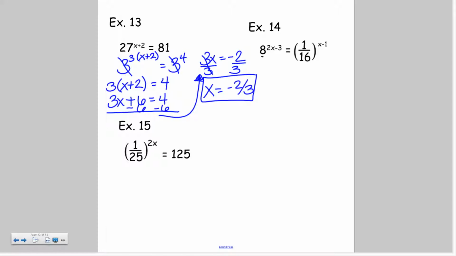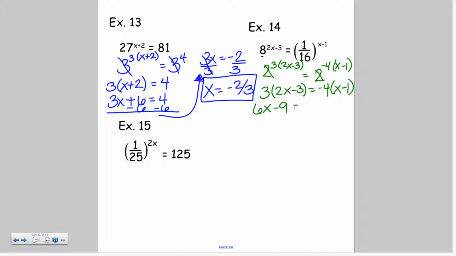Okay? All right, number 14. I'm going to get 2 to the third. And then the other one, or 1 over 16, is going to be 2 to the negative 4. 2 to the negative 4, and we have x minus 1. All right, my bases are the same. So there we go. We have 3, and then it's 2x minus 3 is equal to negative 4, x minus 1. All right, distribute that.